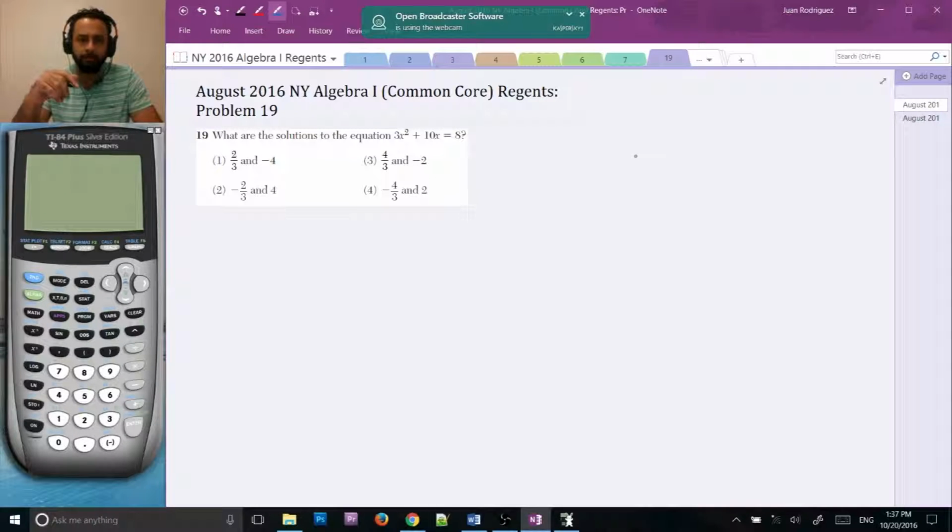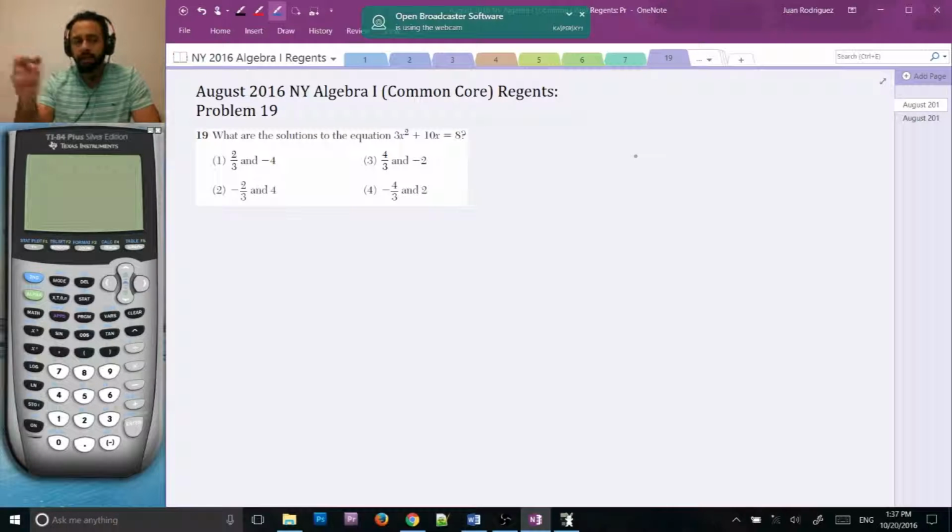So here's the problem. What are the solutions to the equation 3x squared plus 10x equals 8? Choice 1 is 2/3 and negative 1/4, choice 2 is negative 2/3 and positive 1/4, choice 3 is 4/3 and negative 2, or choice 4 is negative 4/3 and positive 2.